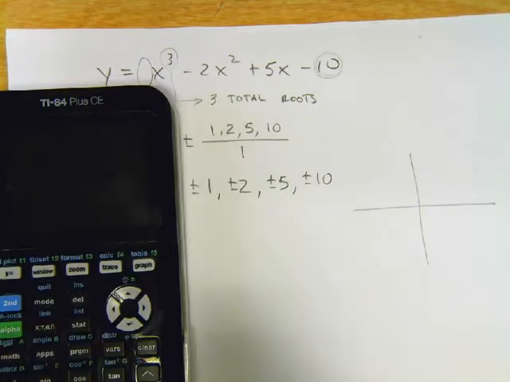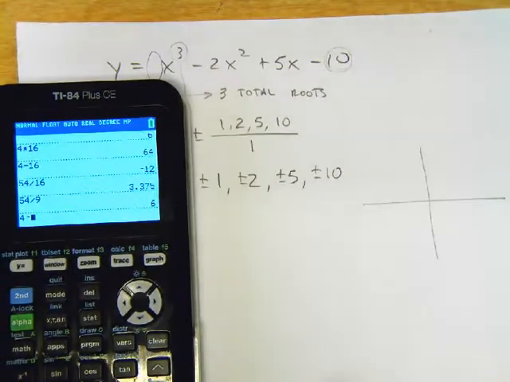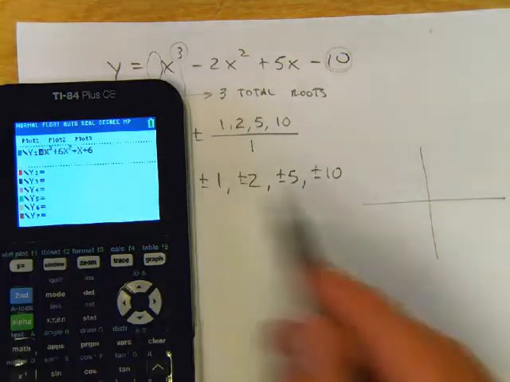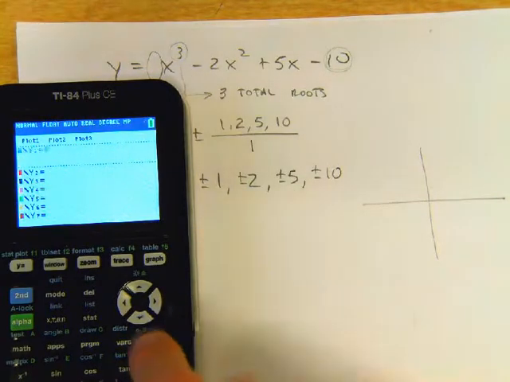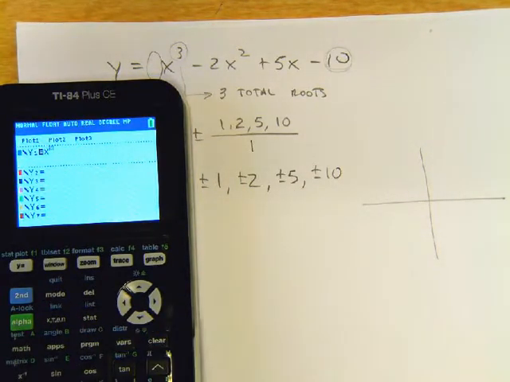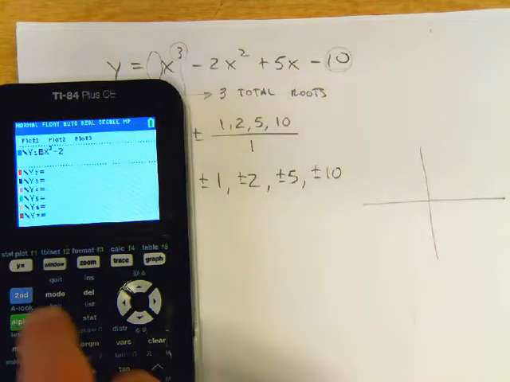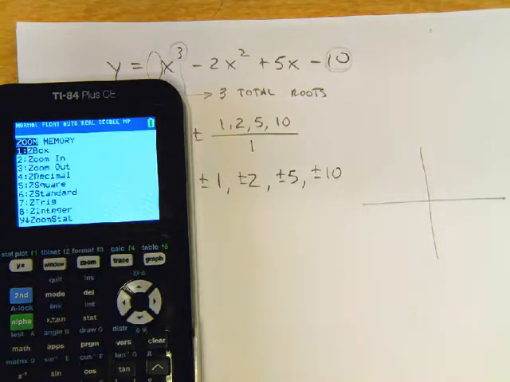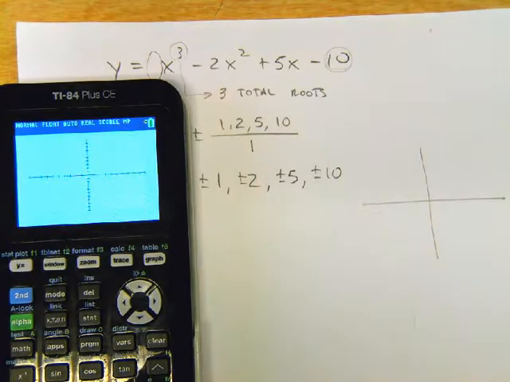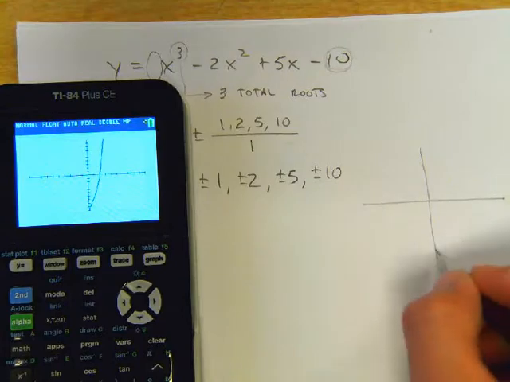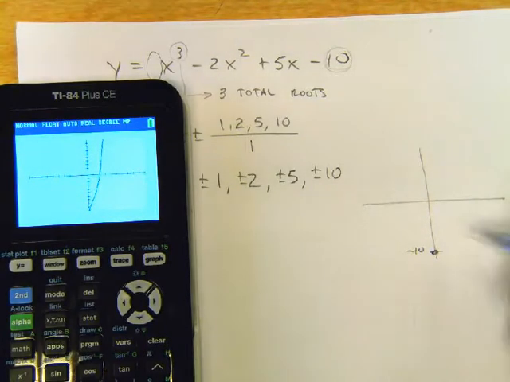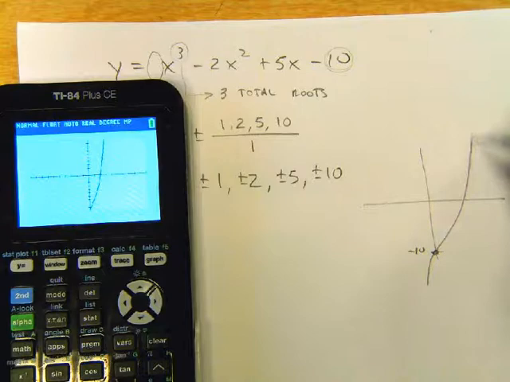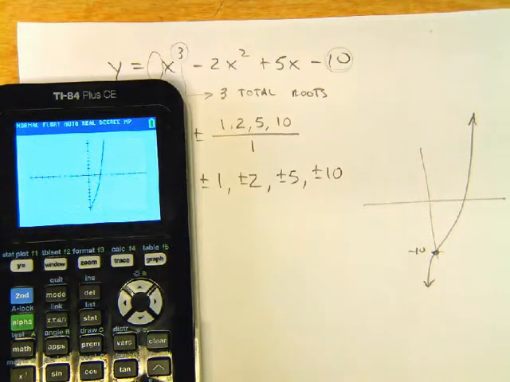Okay. Now, I propose that we graph this equation. So, x to the third minus 2x squared plus 5x minus 10. And I'm going to do zoom 6 to reset my window. And I'm going to wait patiently. And it looks like that. Interesting.